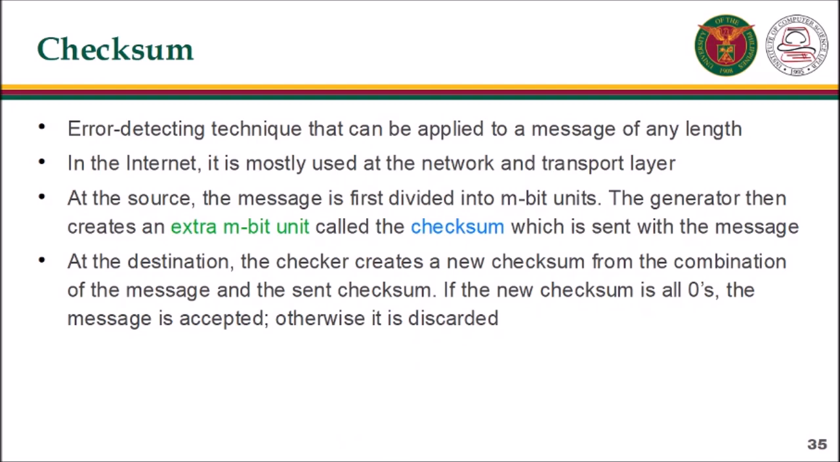Checksum is an error detecting technique that can be applied to a message of any length. In the internet, it is mostly used at the network and transport layer. At the source, the message is first divided into m-bit units. The generator then creates an extra m-bit unit called the checksum, which is sent with the message. The destination checker creates a new checksum for the combination of the message and the sent checksum. If the new checksum is all zeros, the message is accepted. Otherwise, it is discarded.